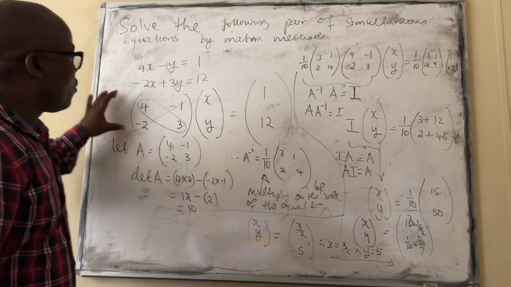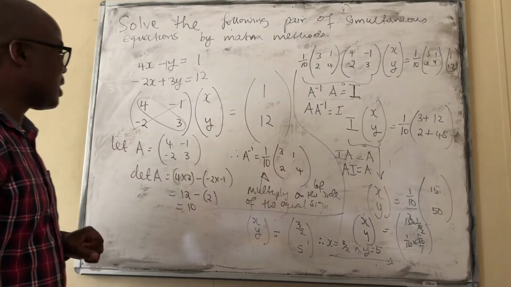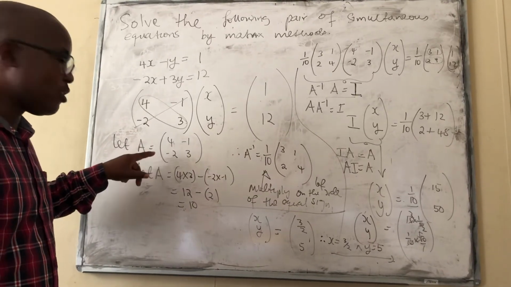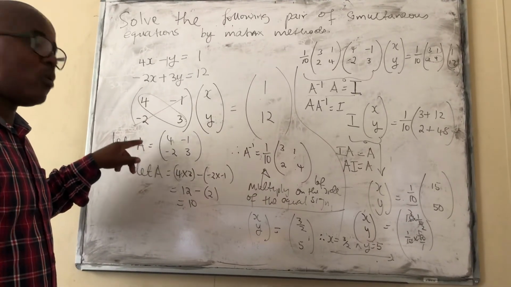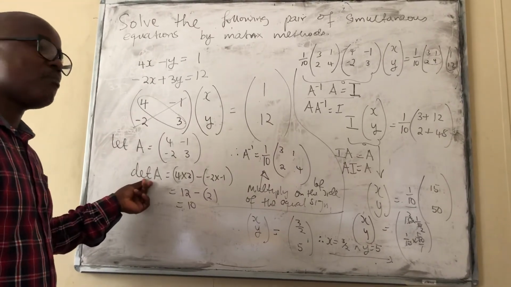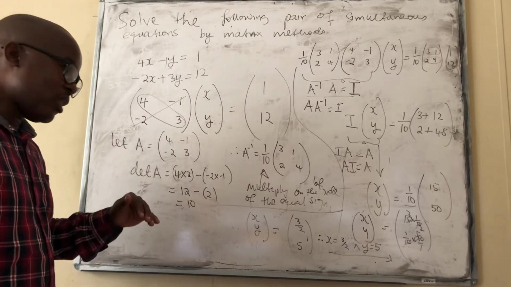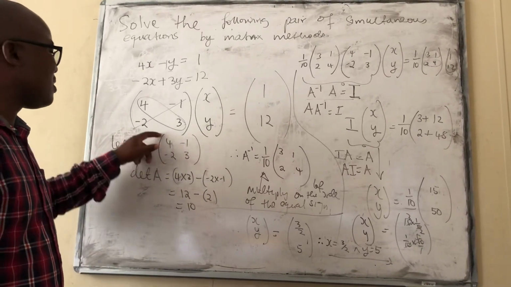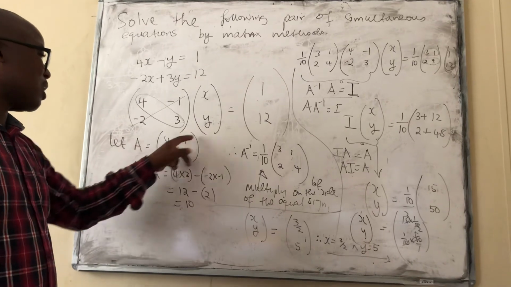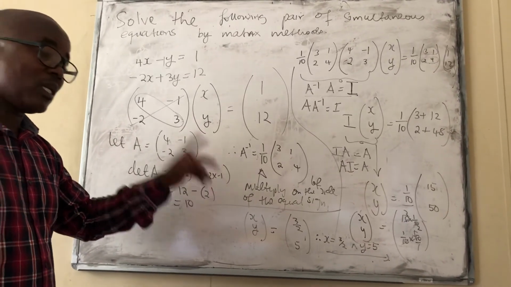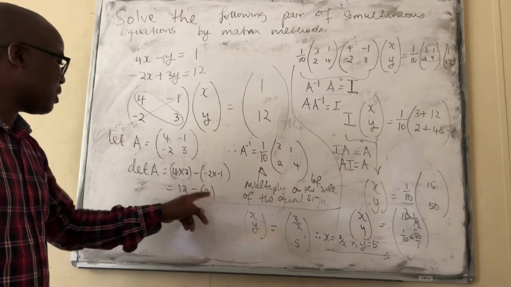First, you form a matrix equation. There are marks for this. And then you find the inverse. Finding the inverse, you have to let A or let B or let C be this matrix. Then find the determinant before you find the inverse. How do you find the determinant? Multiply this, subtract the product here, which is 12 minus negative 2 times negative 1, it's positive. That's why it's 12 minus 2, which is 10.